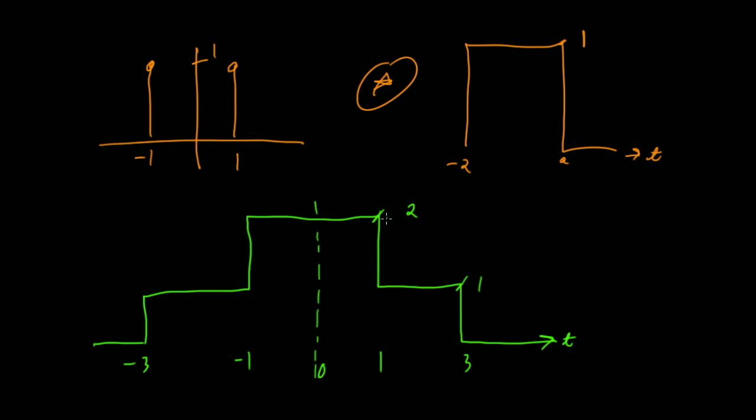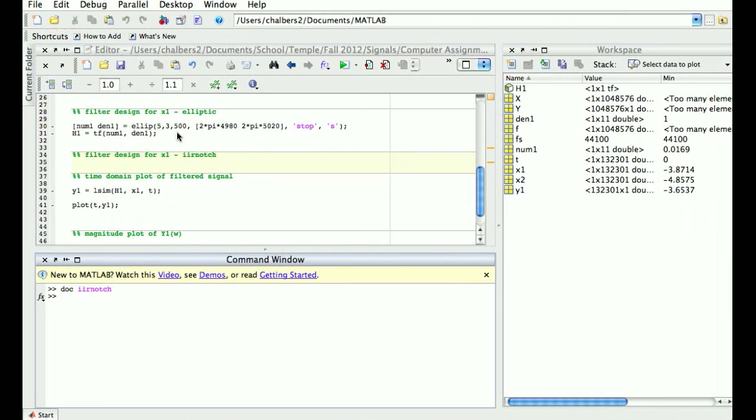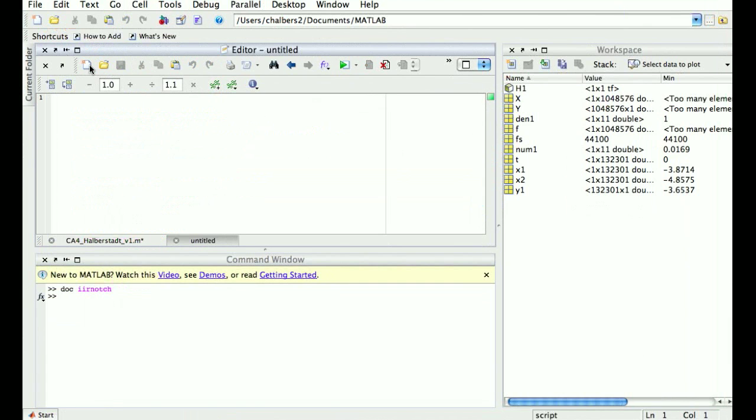Okay? I hope there's some other part. Signals is fun. We're at our last. We only have one center. 2 weeks left to go.